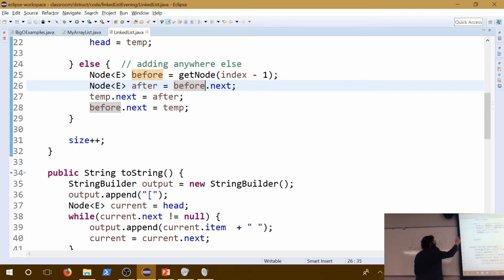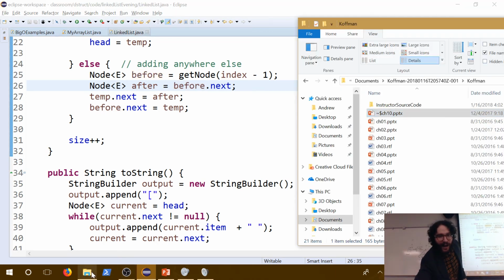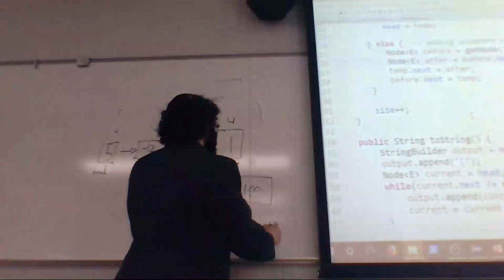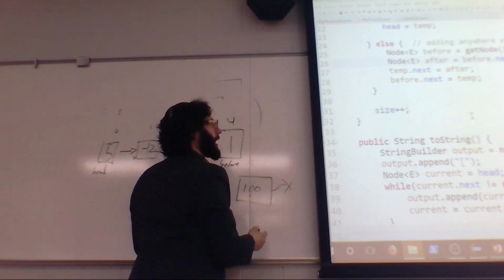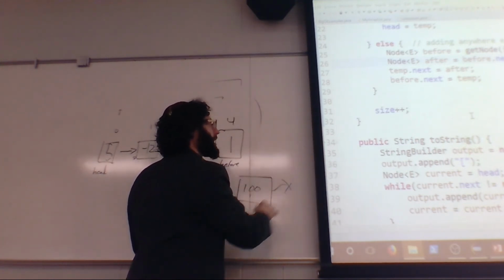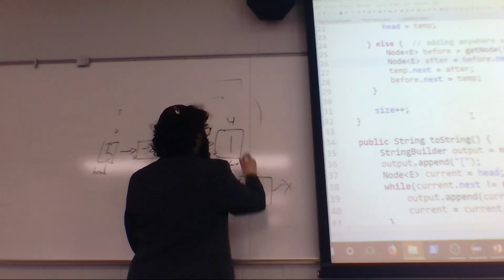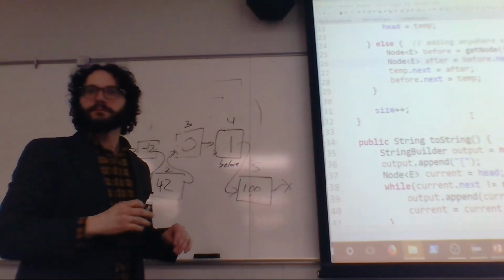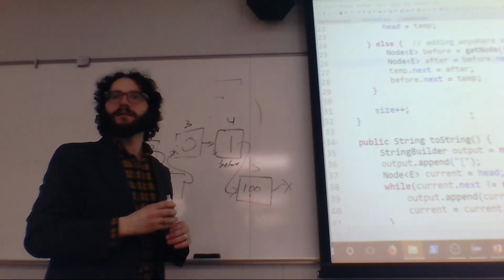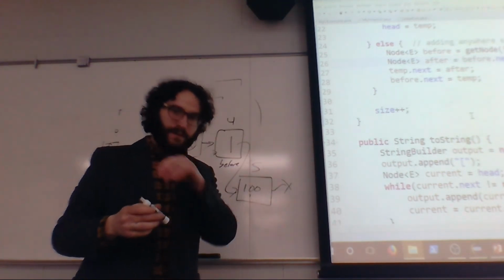So temp's next is now after. This line over here says that temp.next is after. That just means this points to null. That's fine. So we store null in temp.next. And then the memory location of temp gets stored in before.next. So it gets inserted in the list, no problem. Does that make sense to everybody? That's fairly straightforward.